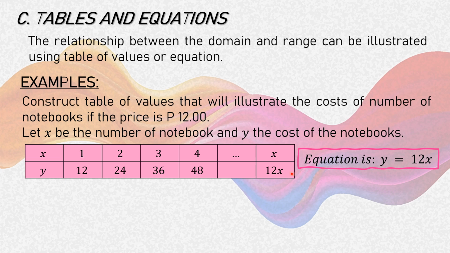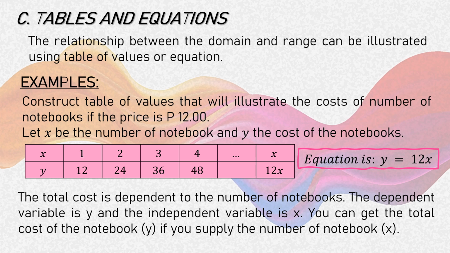So, therefore, the equation is 12x because we will multiply 12 to the number of notebooks. Katulad nito, since merong dalawang notebooks, that is 12 times 2, which is 24. Ganon din ang 36, 12 times 3 is 36, 12 times 4 is 48, so the equation is y equals 12x. The total cost is dependent on the number of notebooks. The dependent variable is y and the independent variable is x. You can get the total cost of the notebooks if you supply the number of notebooks.